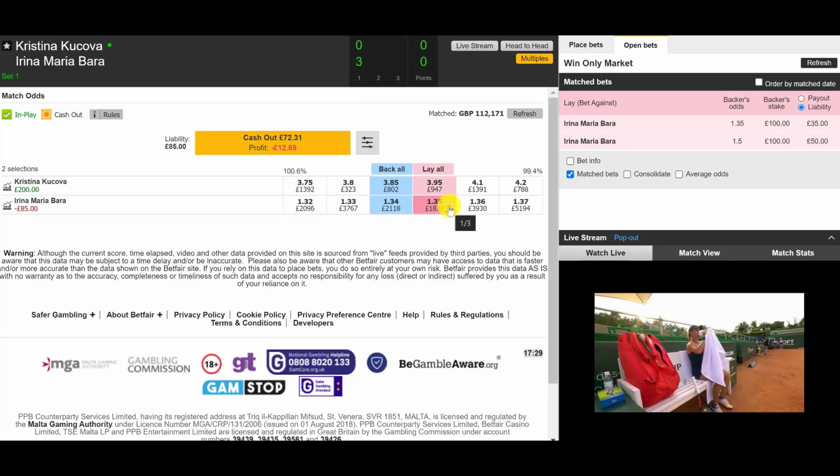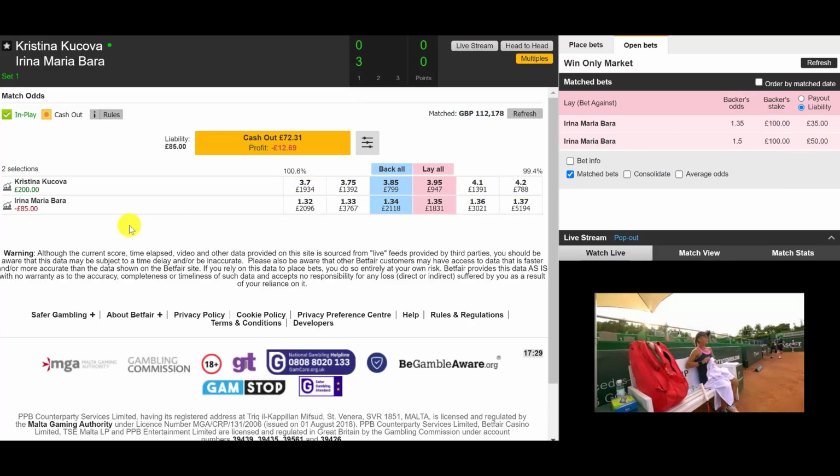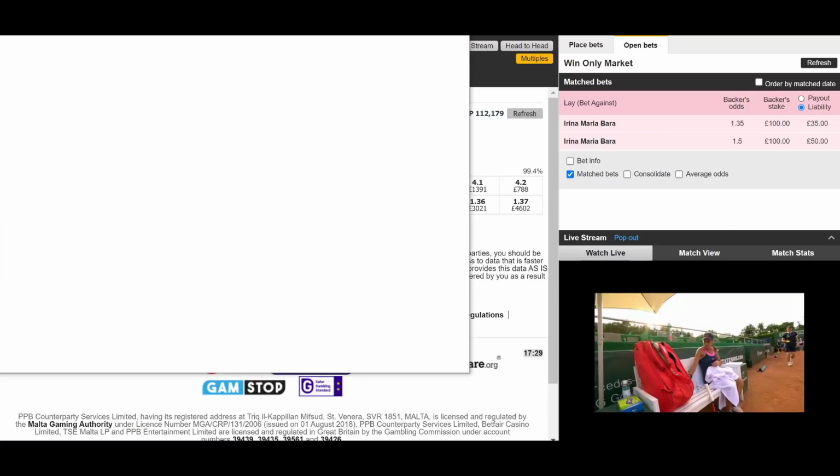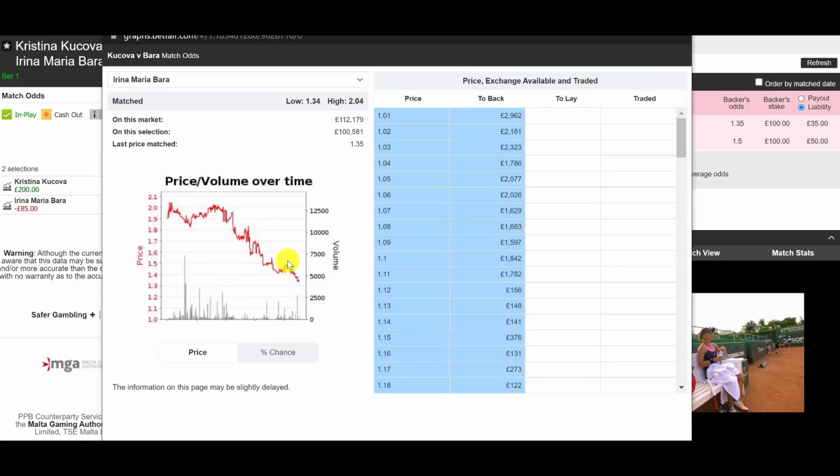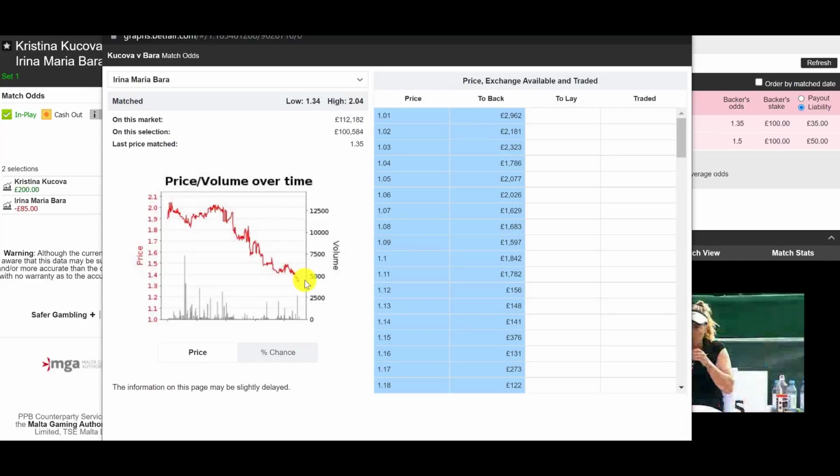We're going to lay her again at 1.35, and we're going to try and see if there's at least a little bit of a clawback on the price. You can see how the price is dipping. We're expecting this support point around here. So we could well go in with another lay, but hopefully it doesn't come to that.